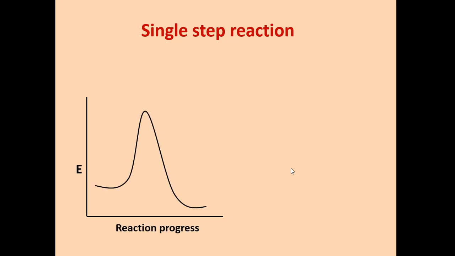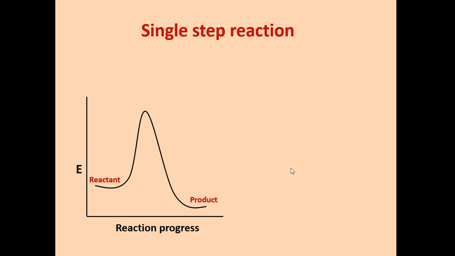Today we are going to discuss the various types of organic reaction intermediates. First, let us consider a single step reaction. In a single step reaction, as the reaction progresses, the energy changes as shown in the graph. The energy of the reactant and the energy of the product are shown.